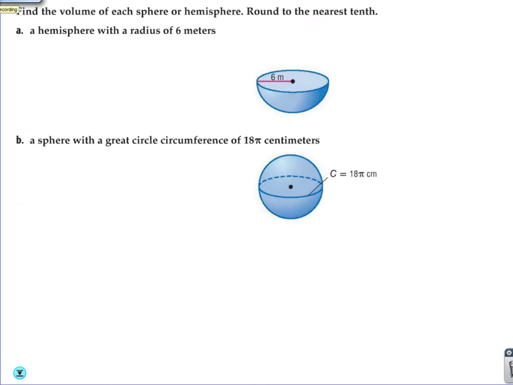Next one, we're finding the volume of a hemisphere. Now you could, if you wanted to, use volume is equal to 4/3 pi r cubed. What if you only have half of a sphere over here? How could you change that formula?